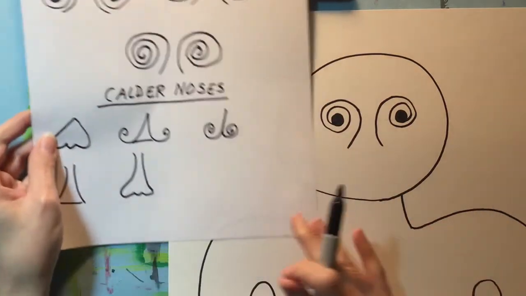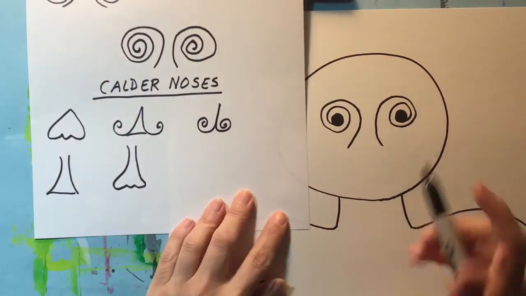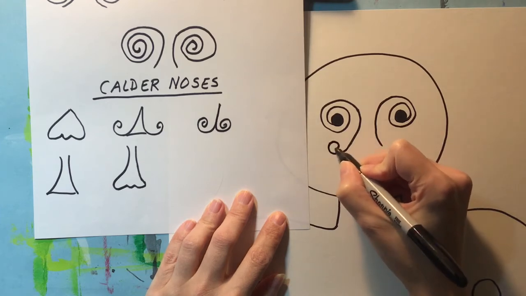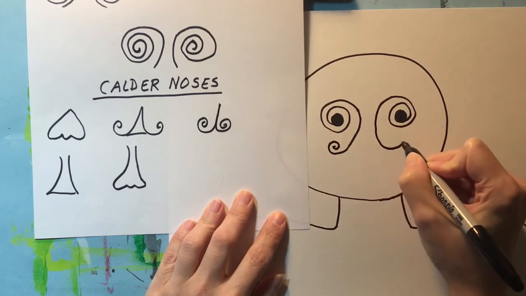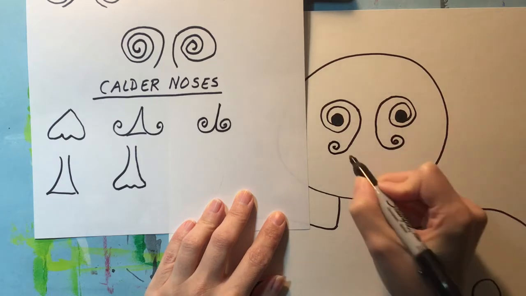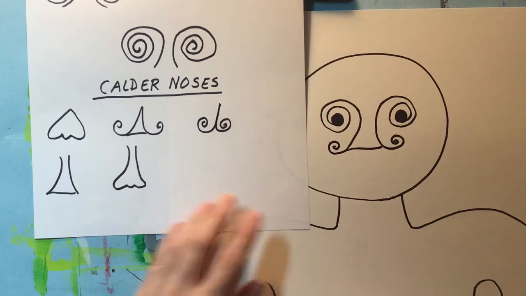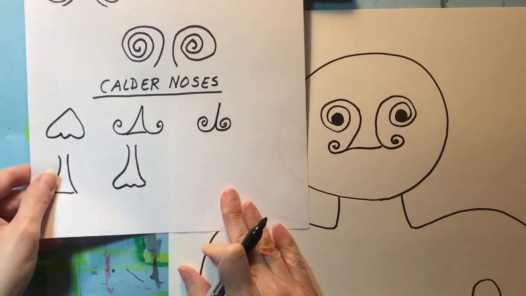So again, so that I can see my example, now I want to continue my line out and add that curly swirly part, and then a line connecting it, and that's going to be my nose for my drawing.